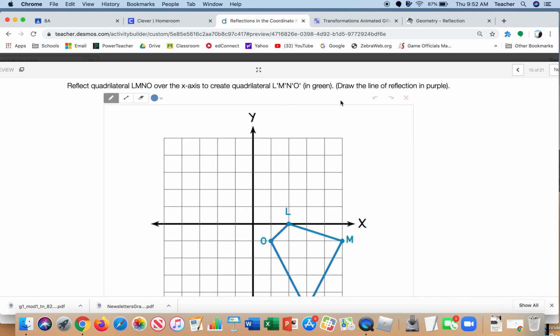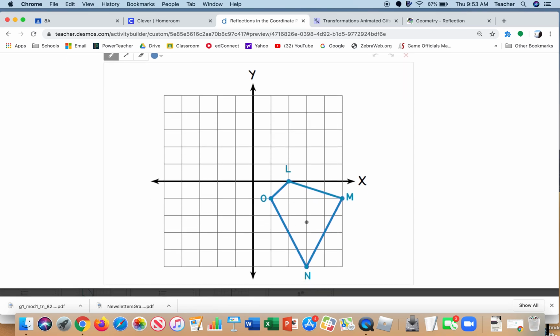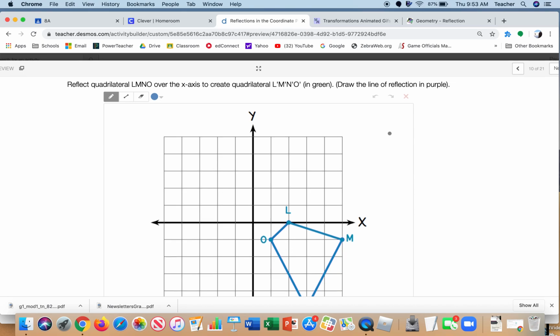Okay, you're going to reflect this quadrilateral over the x-axis. Okay, so again, when we reflect it over the x-axis, remember, L and L prime are going to be the same because they are on the x-axis, the line of reflection. So my L prime point is going to be right here. O will be up here, M will be up here, and N will be up here.